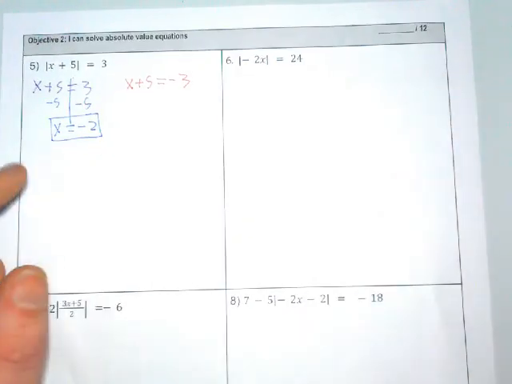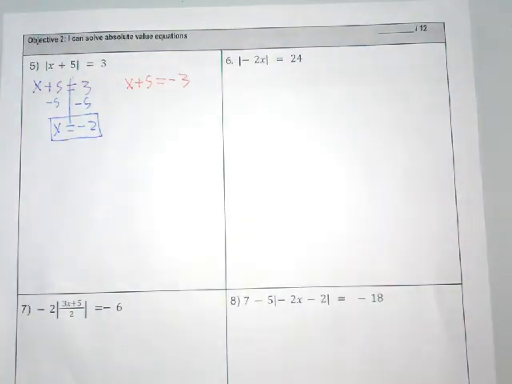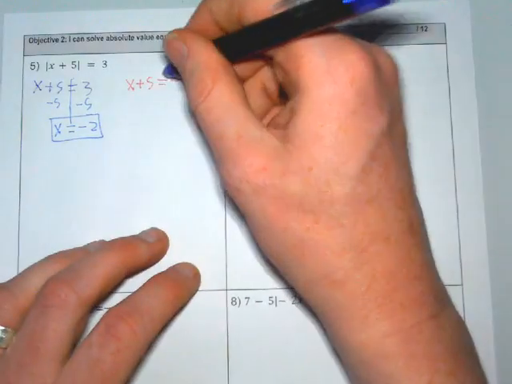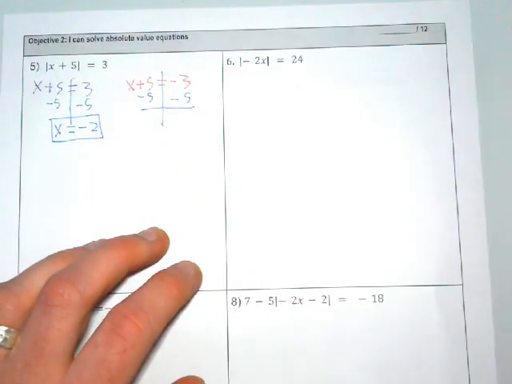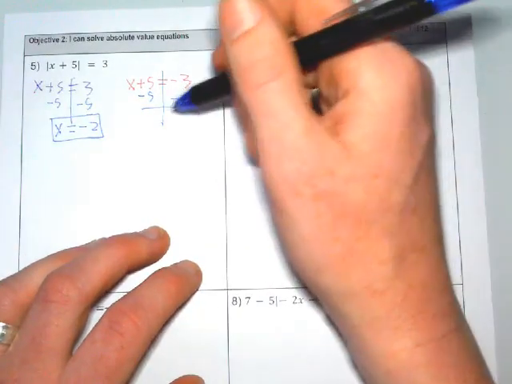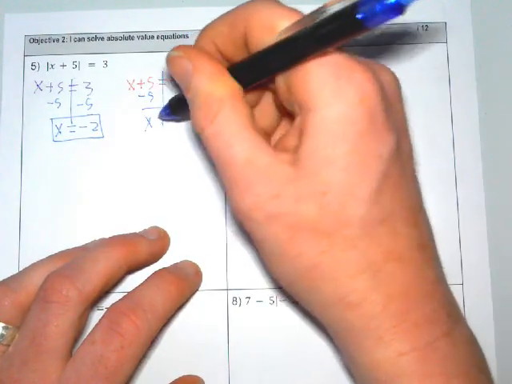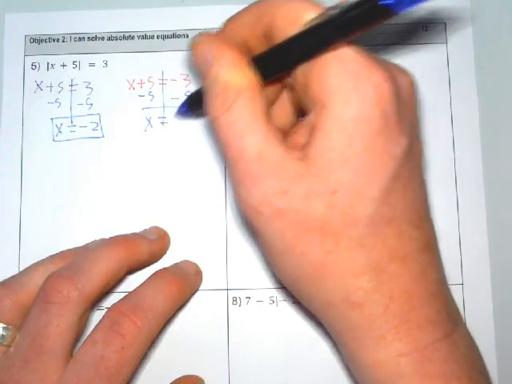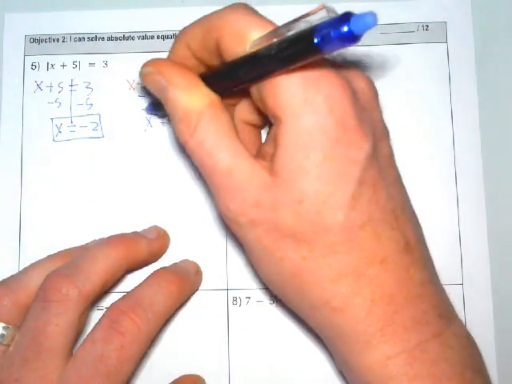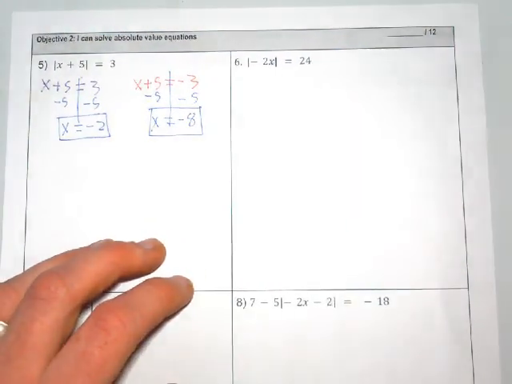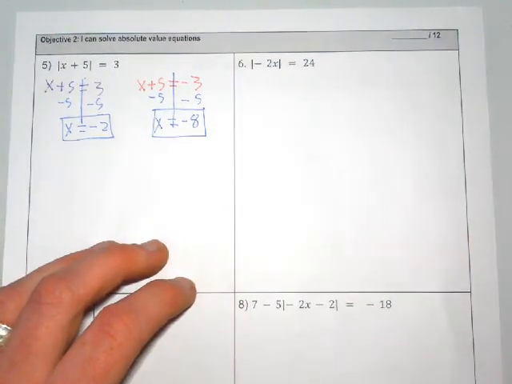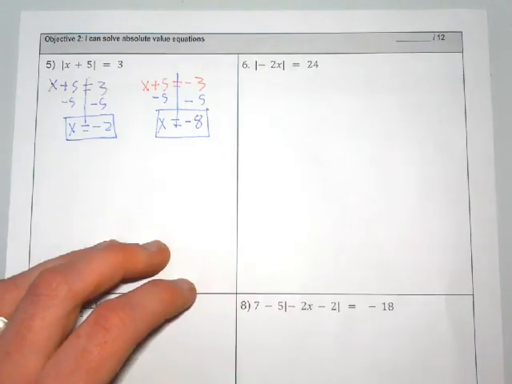On the side with our negative value, we are going to do the exact same step. We'll just get a different answer. So to get rid of the plus 5, I'm still just subtracting 5 on both sides, which leaves me with x equals negative 3 minus 5, which gives me a negative 8. So my two answers for x are x equals negative 2 and x equals negative 8. So for these absolute value problems, you should be getting two answers from them.